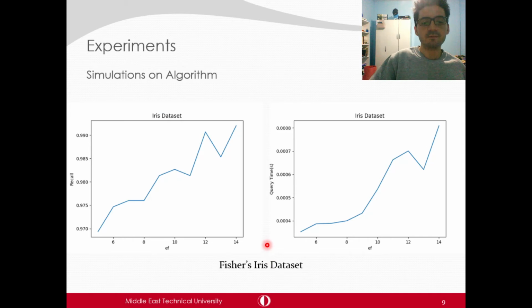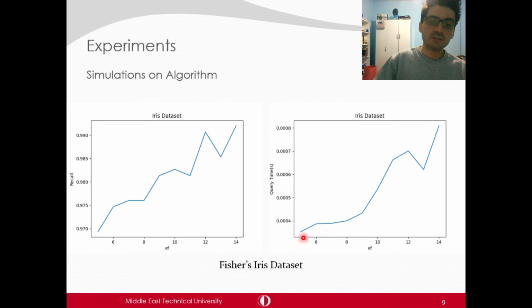In this experiment, Fisher's iris dataset is used and the EF parameter is examined. Here I increase the EF parameter and I observe that recall increases as I increase it, because when you make more comparisons during your search, you are covering a larger part of the dataset graph space, so you are more likely to find correct local minima than false ones. So you are more likely to find the closest neighbor to your query value.